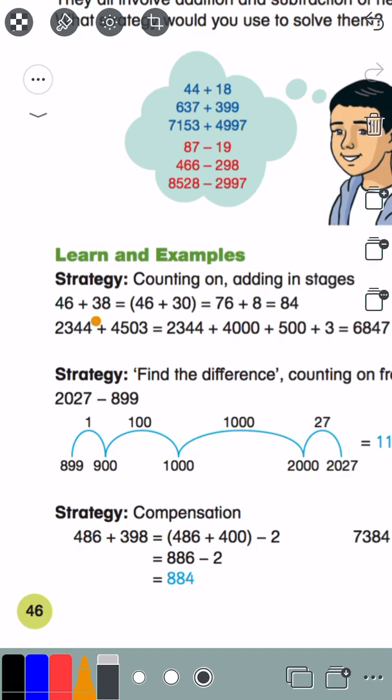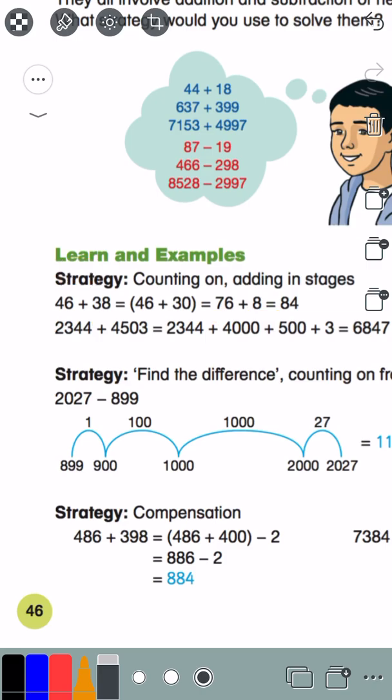So we're splitting up the second number into tens and ones and adding the tens first to the first number. So 46 plus 30 equals 76. Then we're adding the ones. Now plus 8, we are going to count on 8 fingers or 8 numbers. So 76 plus 8 equals 84.